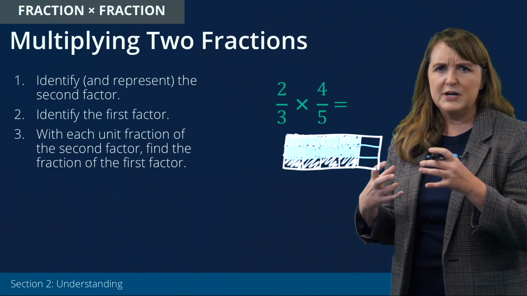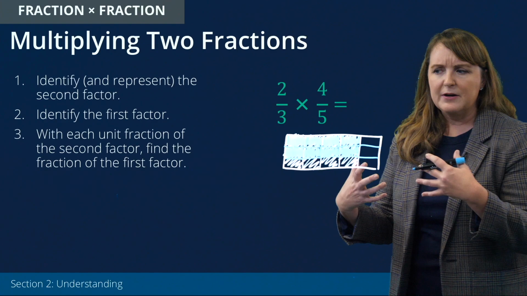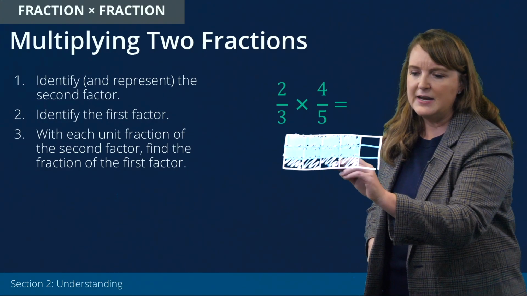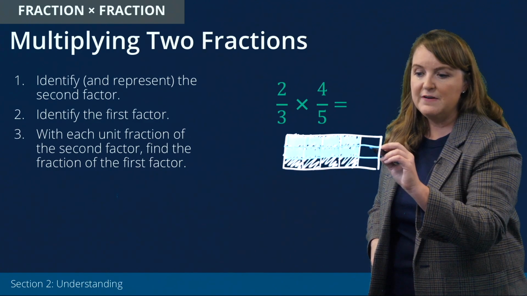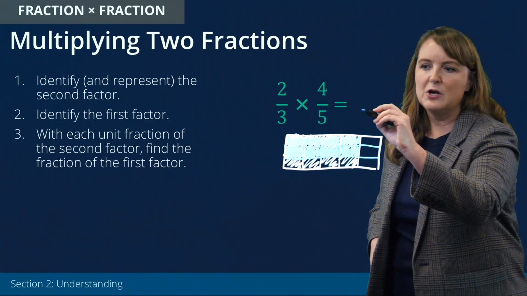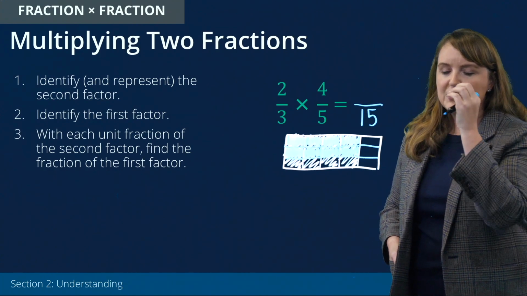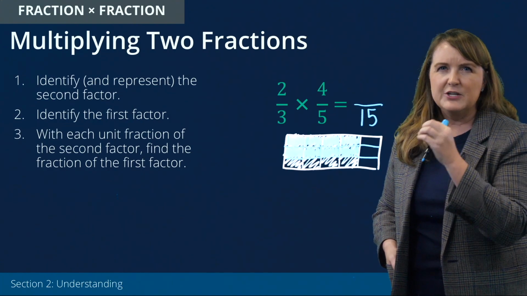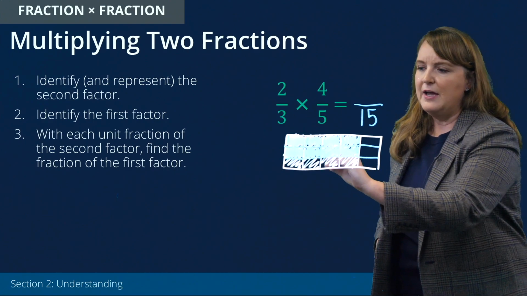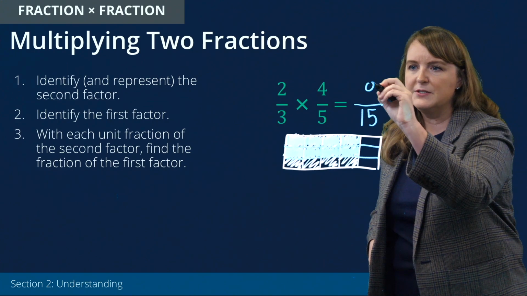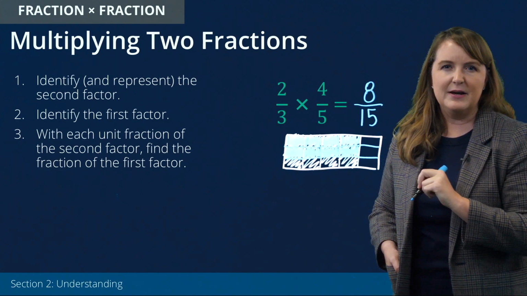So 2/3 times 4/5. What denominator have we created? Well, I have 1, 2, 3, 4, 5, 6, 7, 8, 9, 10, 11, 12, 13, 14, 15 equal parts. So I'm going to go ahead and write 15 right there. And then when I found 2/3 of each of those 4/5 pieces, that was 1, 2, 3, 4, 5, 6, 7, 8 of those equal parts. I'll go ahead and write my 8 right there.